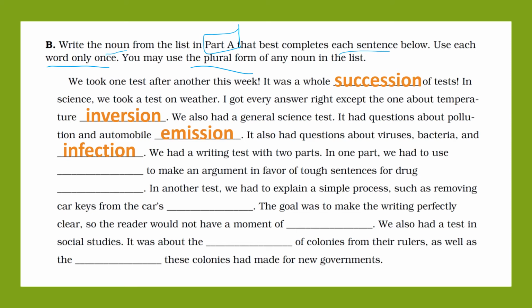We had a writing test with two parts. In one part, we had to use persuasion to make an argument in favor of tough sentences for drug possession. In another test, we had to explain a simple process such as removing car keys from the car's ignition.